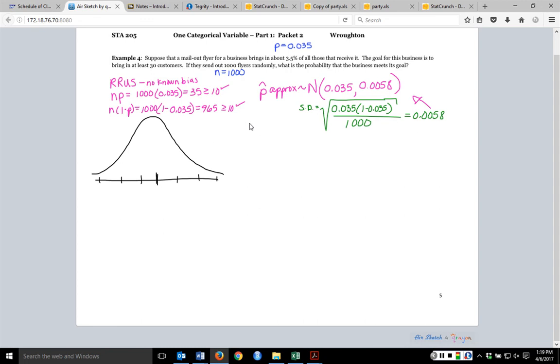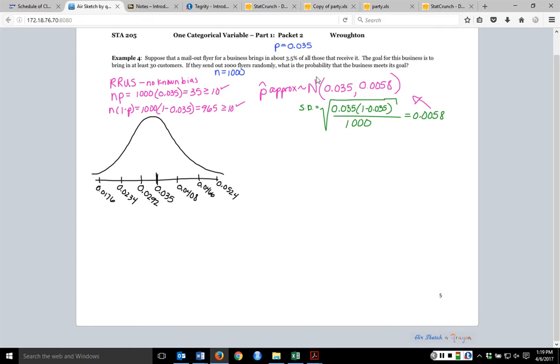So we start by putting our mean here on the picture. So our p is just 0.035. Our standard deviations are 0.0058. So we're going to go to the left by those numbers. So subtract off 0.0058. Get 0.0292. We'll do it again. And do it again. The same thing with adding it on. And there's our numbers that we get.